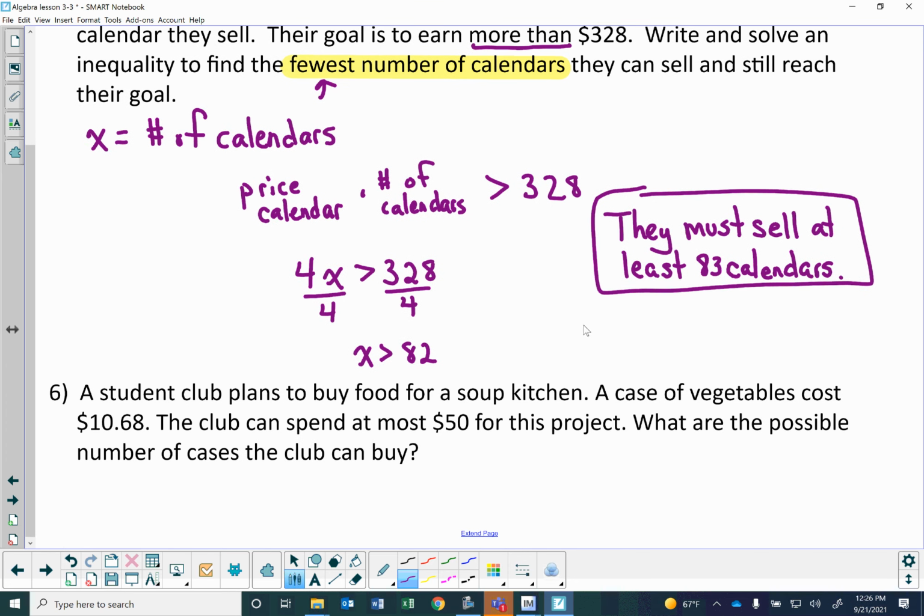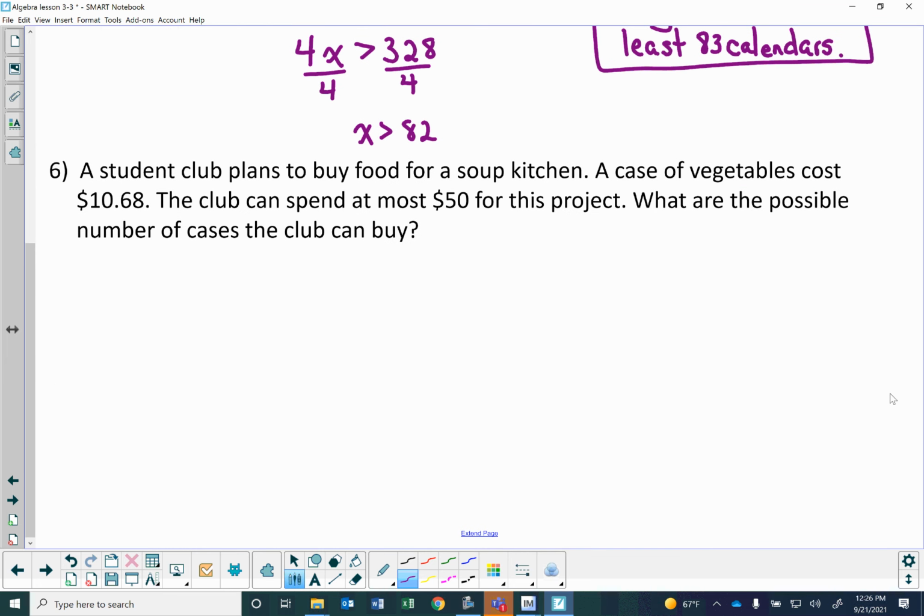Number 6, a student club plans to buy food for a soup kitchen. A case of vegetables costs $10.68. The club can spend at most $50 for this project. What are the possible number of cases the club can buy?